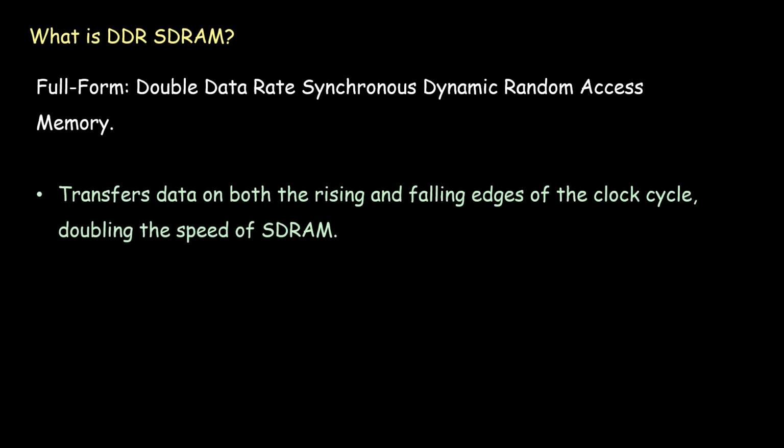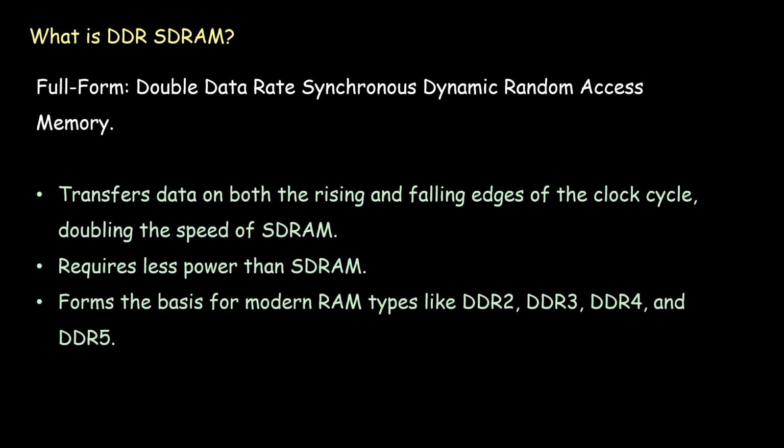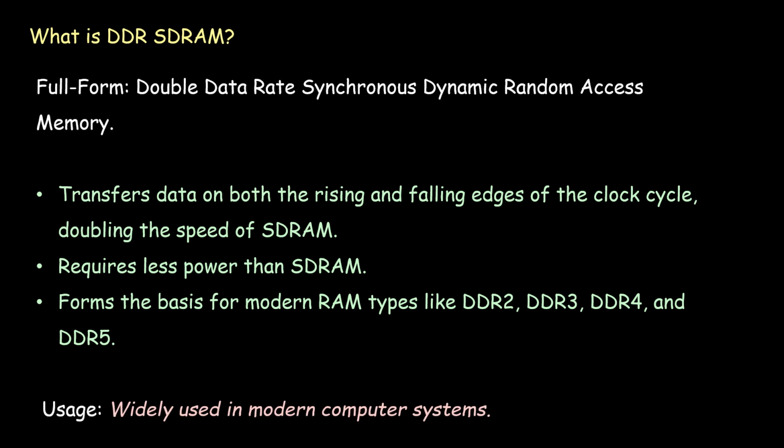What is DDR-SDRAM? DDR-SDRAM, or Double Data Rate SDRAM, is a faster and more efficient version of SDRAM. It achieves higher performance by transferring data on both rising and falling edges of the clock cycle. DDR-SDRAM is the foundation for RAM we use today, evolving into versions like DDR2, DDR3, DDR4, and DDR5.